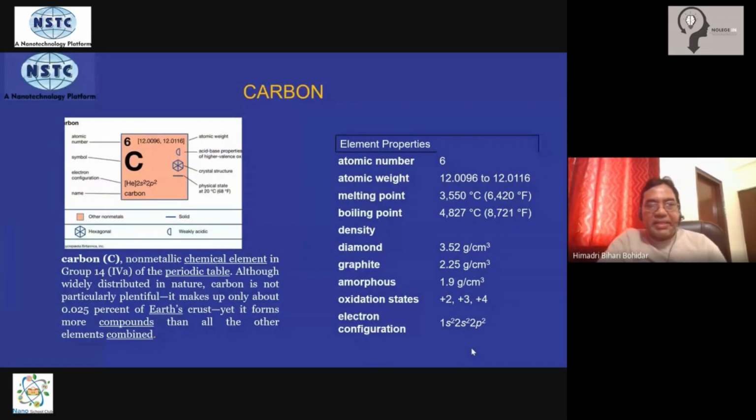Carbon is a very interesting element in the periodic table. In fact, we can say that carbon is the hero of the periodic table in the sense that it can partner almost all elements in the periodic table and make compounds. Of all known chemical compounds, more than 95% are carbon-based compounds. They contain carbon in some form or other.